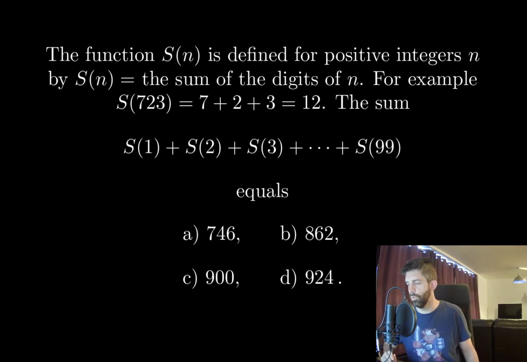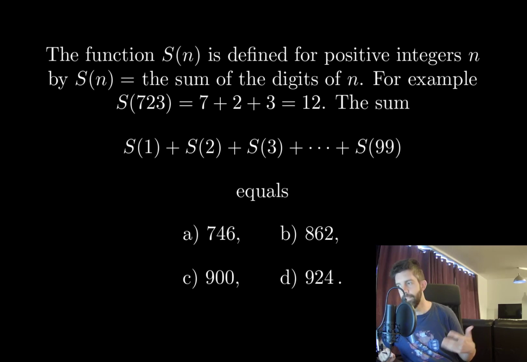Okay, this seems like a pretty cool problem. It looks like the first thing we should do is write integers in terms of their base 10 expansion. And then maybe in the large sum, S1 up to S99, we might be able to rearrange all the terms, like all these individual terms.